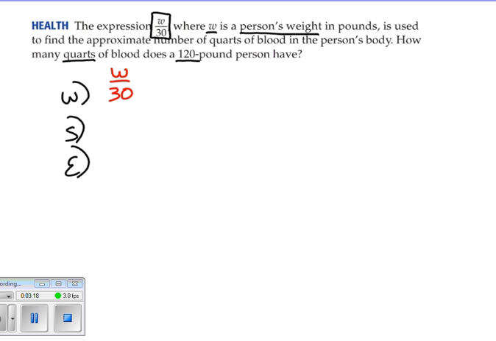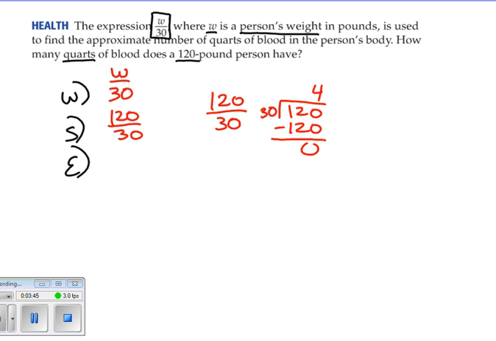For substitute, W is a person's weight, and they give us a 120-pound weight. So I'm going to substitute 120 for W. And now evaluate, I'm actually going to do the math. So 120 divided by 30, I'm going to show some work over here. 30 goes into 120. Ooh, that works out well. Another way, a shortcut, is whenever you have a 0 in the numerator and a 0 in the denominator, they can cancel each other out, and we know 12 divided by 3 is definitely 4. So I know my answer is going to be 4. This is a word problem, so I need units. How many quarts? So it's going to be 4 quarts.